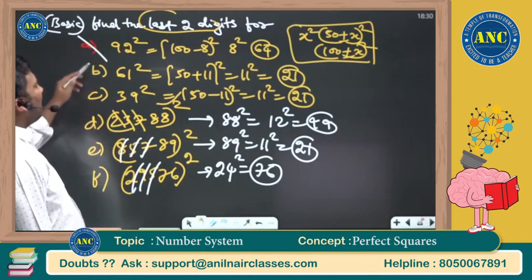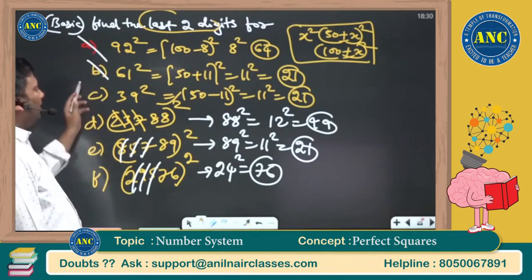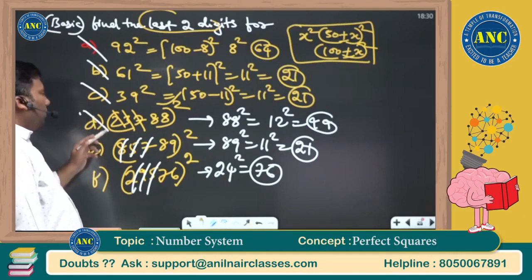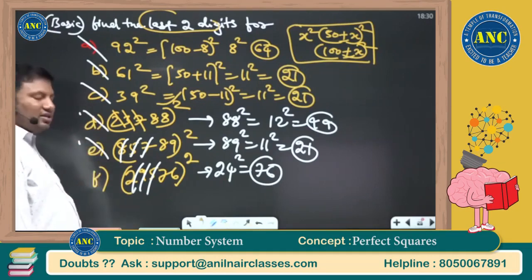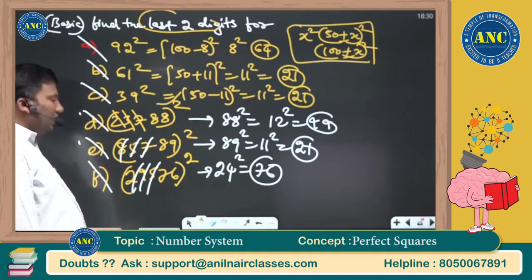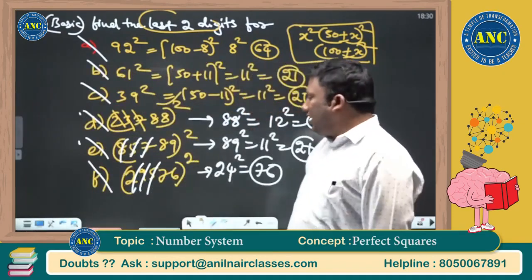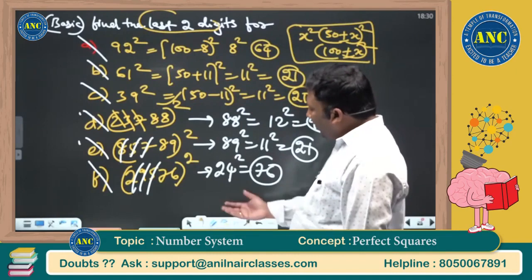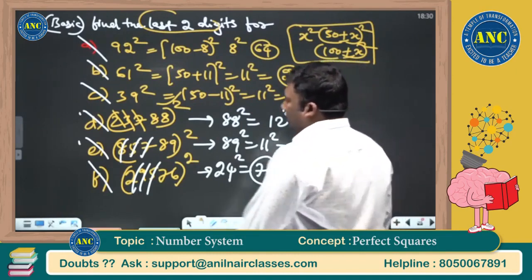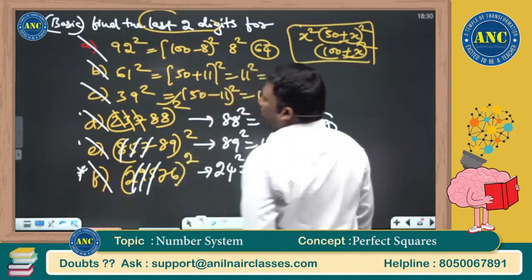All are clear, right? How much less than 100? 8. How much more than 50? 11. How much less than 50? 11. How much less than 100? 12. How much less than 100? 11. How much greater than 50? 26. 26 square is 676, or 24 square is 576. These are very, very basic questions.